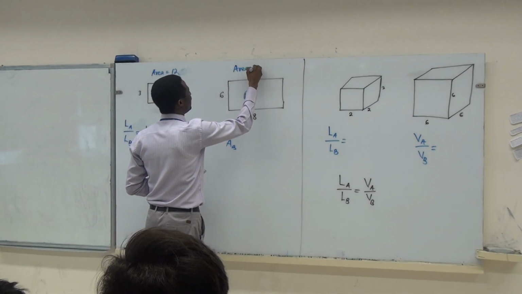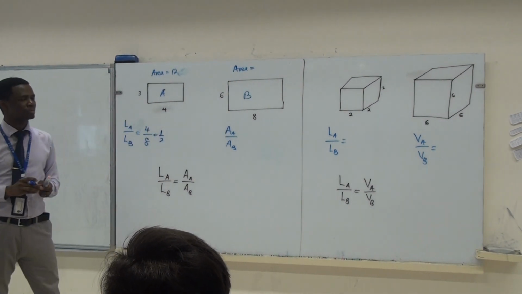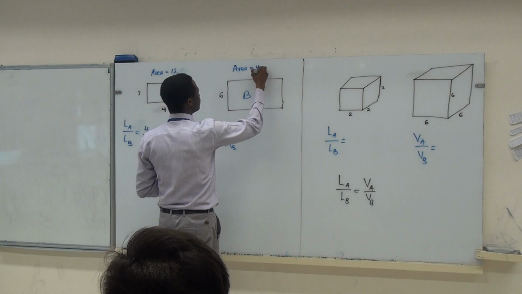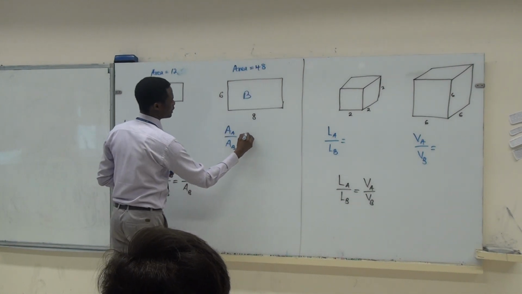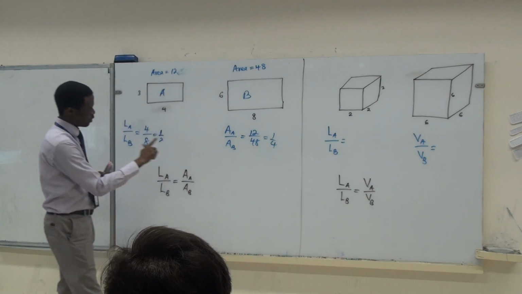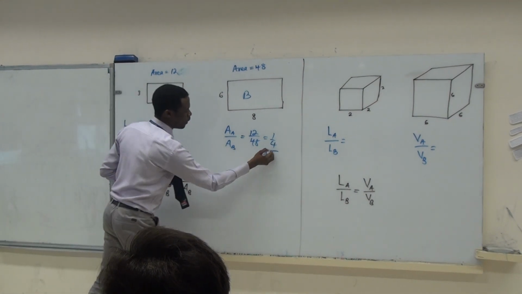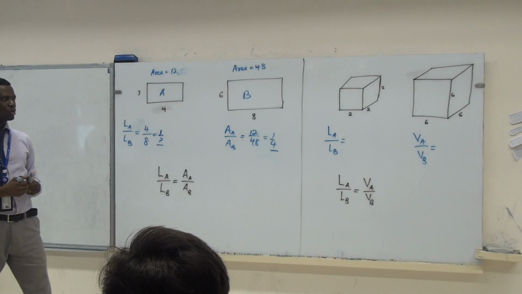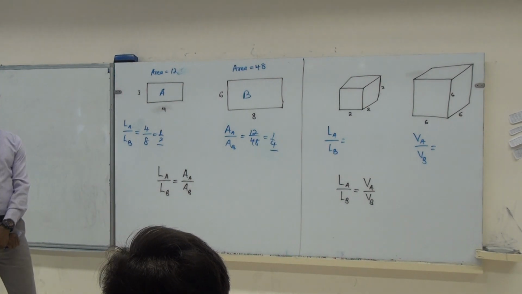Now, area of B. What is area of B? 48. Okay. So let's get the ratio. So what's the ratio now? 12 over 48, which is what? 1 over 4. Is there a connection? Are these equal? Square. No. So how can we make them equal?